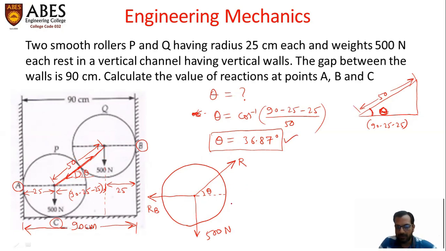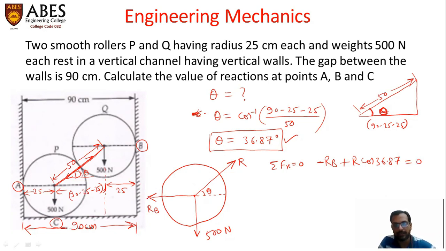Now we can use Lami's theorem, or simply the resultant, or you can say the equilibrium equations, for the calculation of R and RB. So let's write the equations. Sigma Fx equals 0. So we can write minus RB plus R cos theta, which is 36.87, equals 0. This is the first equation because RB is acting to the left.